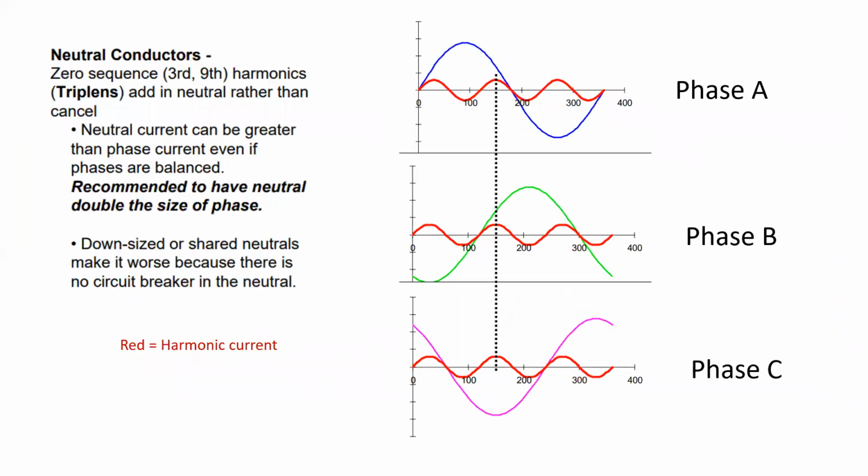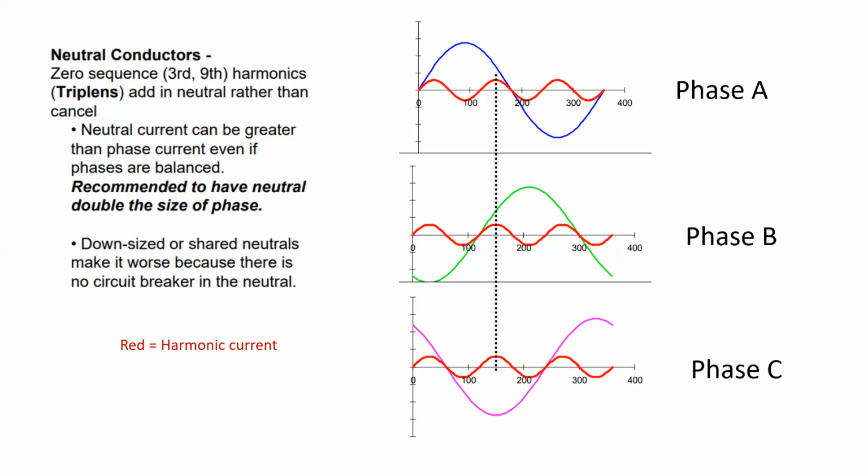An interesting item that comes along with harmonics is neutral conductor currents. So the third and ninth, sometimes referred to as zero sequence or triplens, add in the neutral conductor rather than cancel. This is rather bizarre, and the dotted line that's shown that bisects the phase A, B, and C current sine waves is showing that on all three phases, the harmonic that has been developed is at its peak. And what that means is that there is now going to be a larger current value on the neutral conductor. They're not going to cancel.